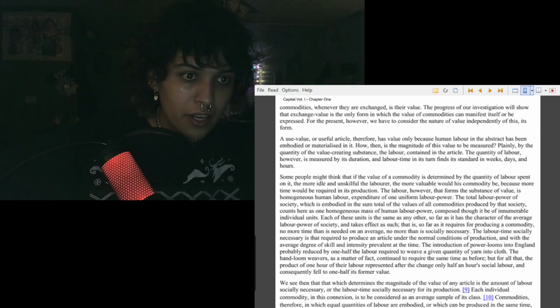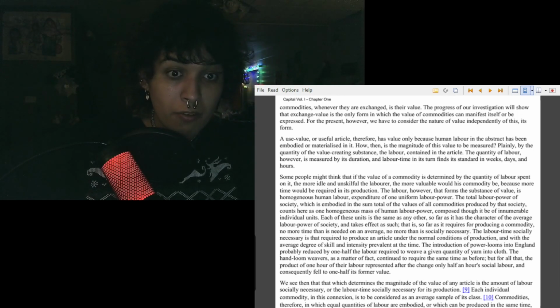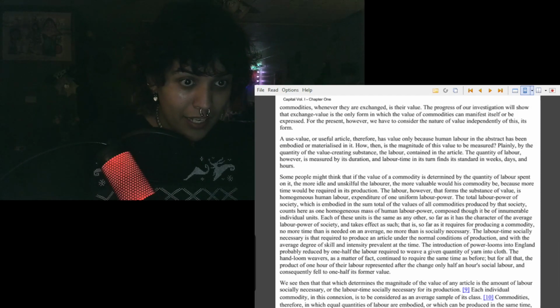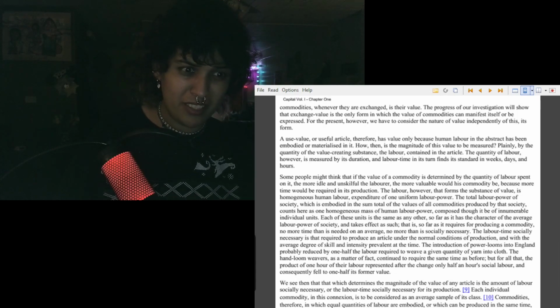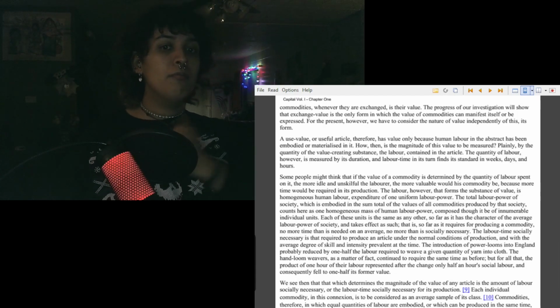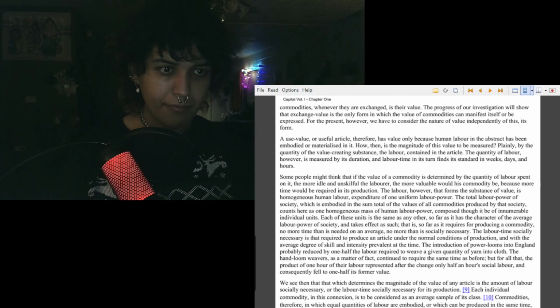Let's run that back. How is the magnitude of this value to be measured? Plainly by the quantity of the value-creating substance, the labor contained in the article. The quantity of labor, however, is measured by its duration, and labor time in its turn finds its standard in weeks, days, and hours. All right.